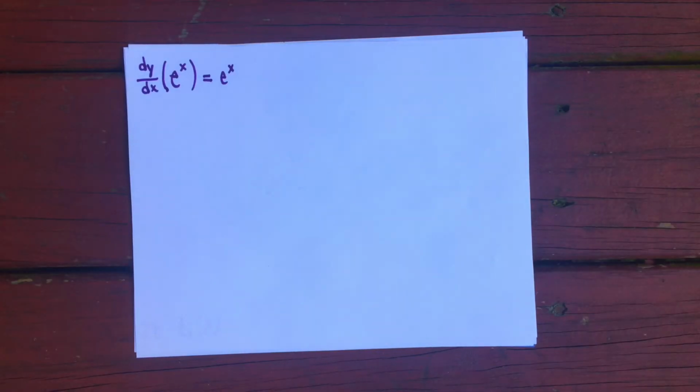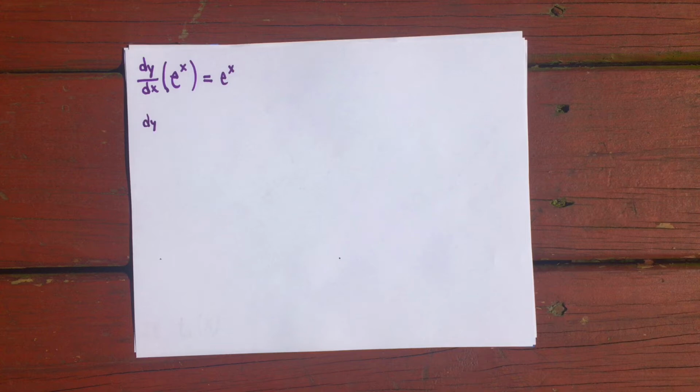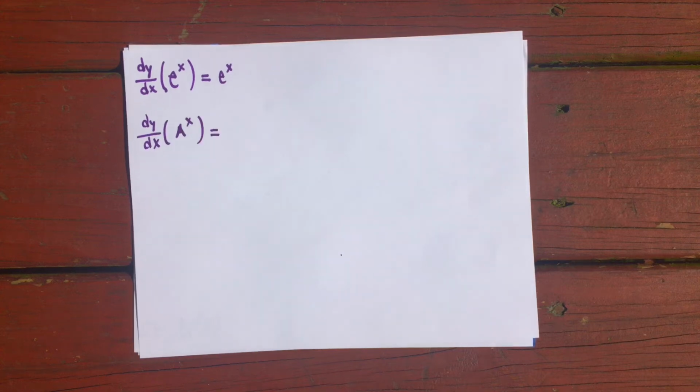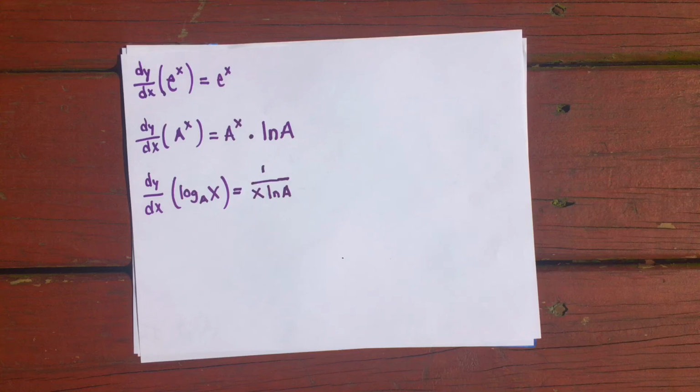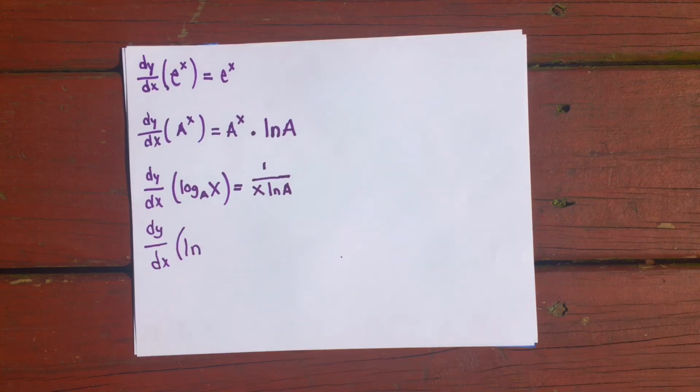My favorite special function is e to the x. The derivative of e to the x is, well, e to the x. Now the derivative of an exponential function, let's say a to the power of x, is the original function multiplied by the natural log of the constant a. The derivative of natural log of x is 1 divided by x, and the derivative of log base a of x is 1 divided by x times the natural log of a.